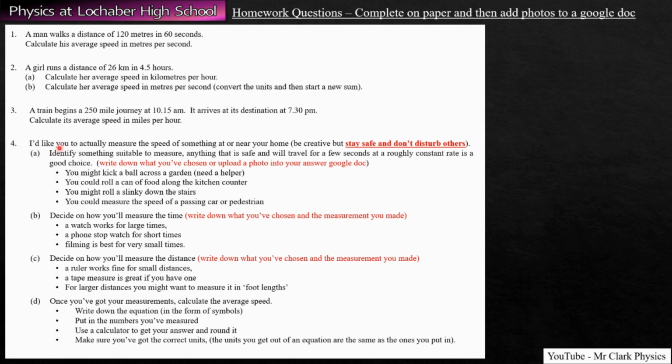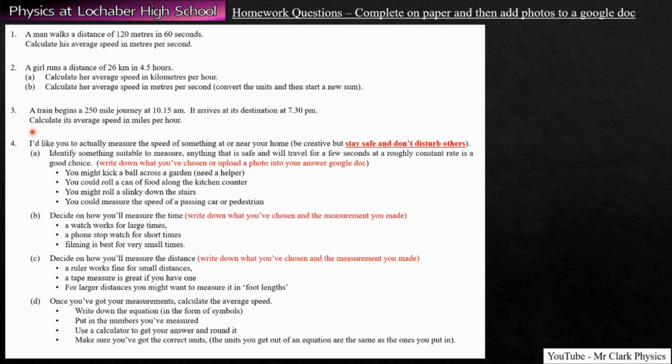The last part of this homework is designed to give you a chance to be a little bit creative, just like I was. It's not a free license to go and ruin your poor parents' day. You can't rearrange your entire house or damage anything like that. Try and be sensible, but I'm hoping you'll be able to find something that will move at or near your house. If you find it quite tricky, probably the easiest thing for you to do would be to go out into your street and walk between one lamppost and another and count the number of steps.